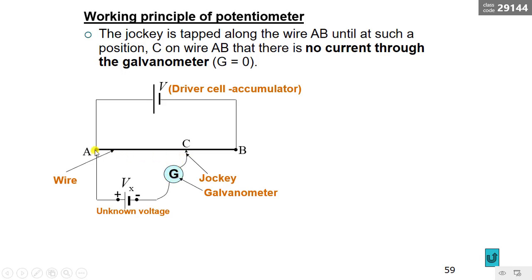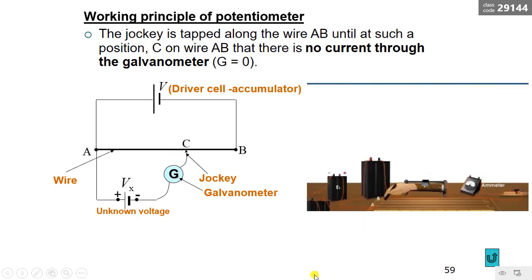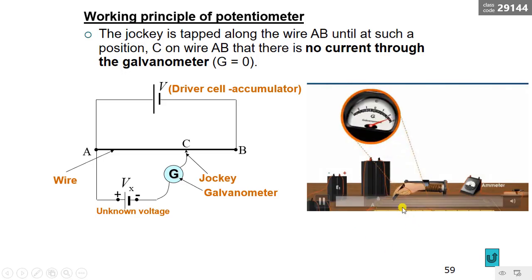We start the jockey from point A, then we tap at different positions until a point whereby the galvanometer reads 0. Okay, this is what I mean. We move the jockey along the wire until the galvanometer shows 0 reading, then we stop. You can observe in this video, I move the jockey until my galvanometer reads 0, then I stop.